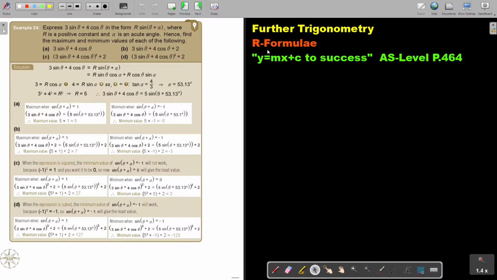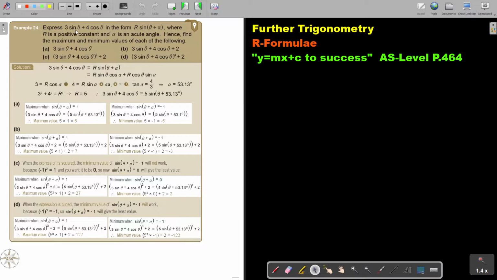In this video, we will continue with the R formula. You will find this on page 464 in the Namibian AS-Level Mathematics textbook, y equals mx plus c to success. Let's look at another example.